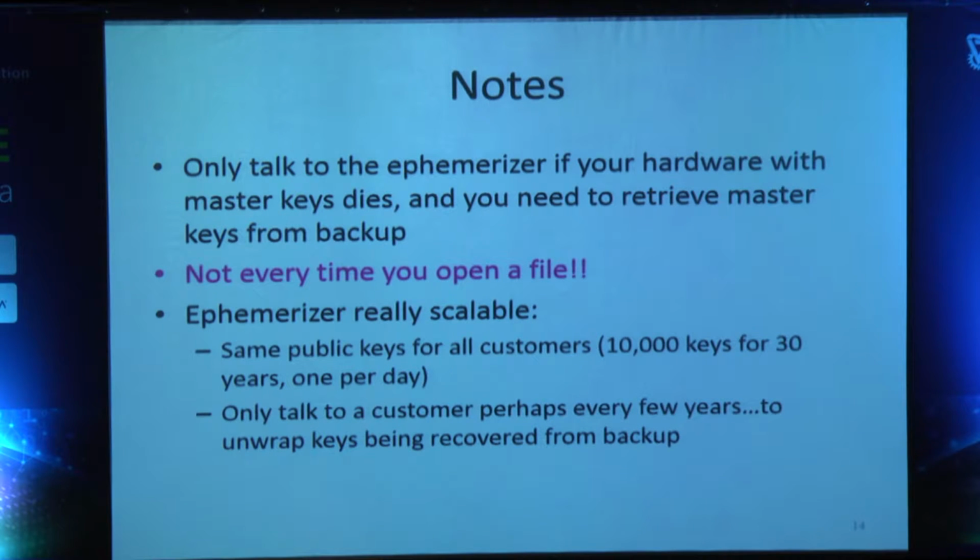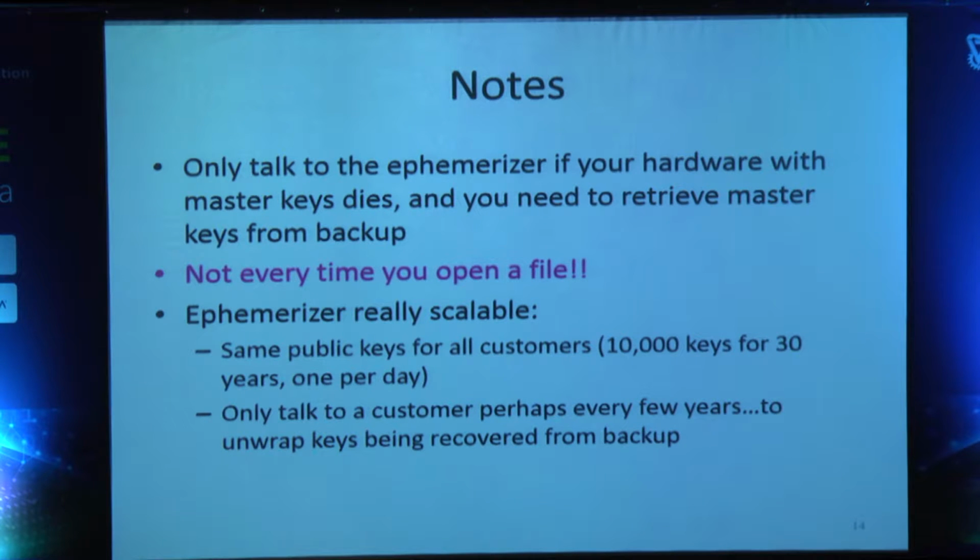So first I'll say how wonderfully scalable this is. A single ephemerizer only needs 10,000 keys no matter how many customers it has, because it's 1 for each expiration date. And the ephemerizer almost never has to actually talk to any of its customers. It's once every few years when you lose that piece of hardware that you might need to ask it to decrypt. So it can support hundreds of millions of customers, because all it has to do is post the public keys, everybody uses it, it has no idea who its customers are. And so it's just a wonderfully scalable system.